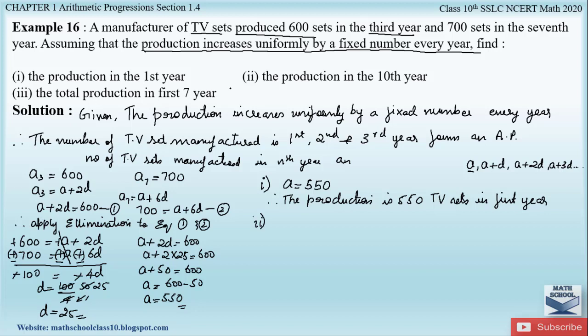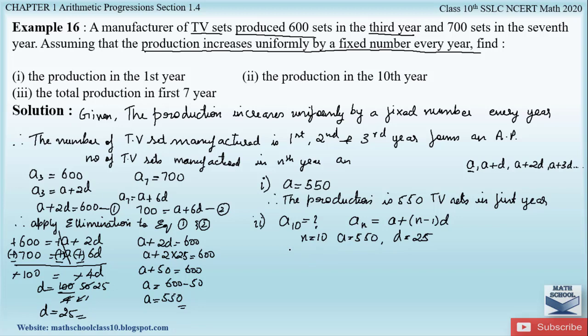Now the second part of the question is the production in the 10th year. So we have to find out the 10th term of an AP, that is A10. So let us find out by using the nth term formula, that is An is equal to a plus n minus 1 into d. So n value is equal to 10 since it is the 10th year. Then A value we already know, that is 550, and D value is 25. So let us substitute and find out the 10th value.